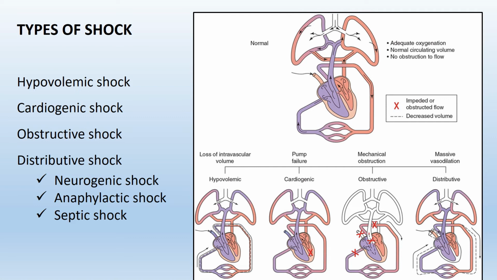And the last type of distributive shock to discuss is septic shock. I want to mention it is the most common type, and it is a systemic immune response to a severe infection, causing hypotension, warm flushed skin, and changes in cognition.